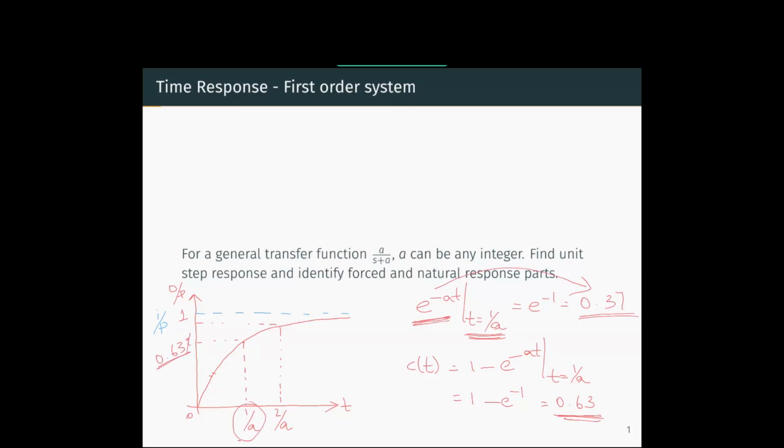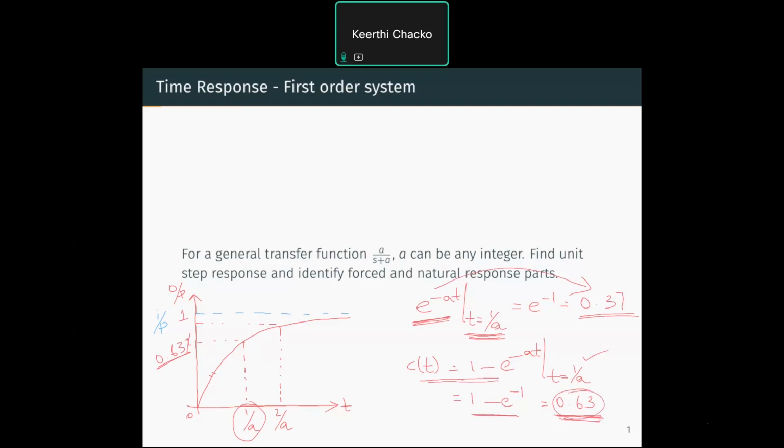Earlier we have seen that C of t equal to 1 minus e raised to minus at. So at t equal to 1 by a, we get 1 minus e raised to minus 1, that is 0.63. So that is 63% of the final value.